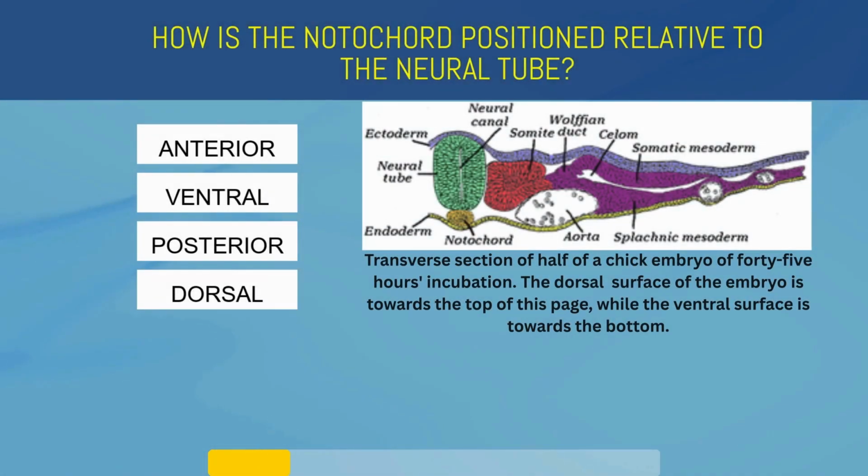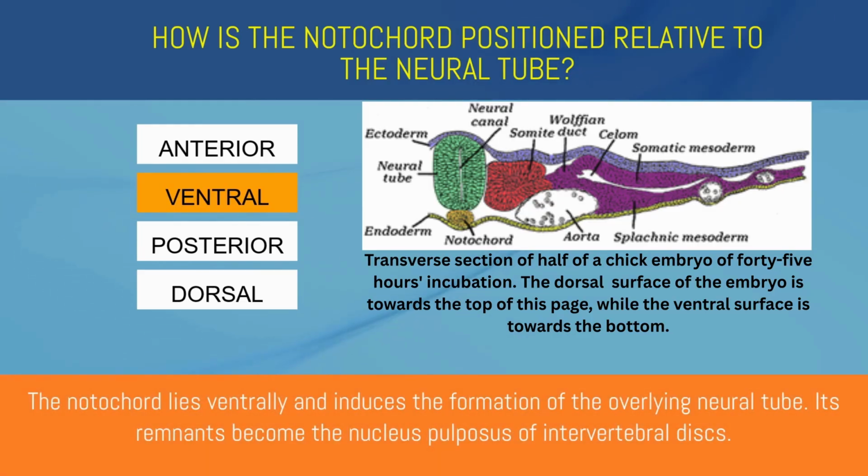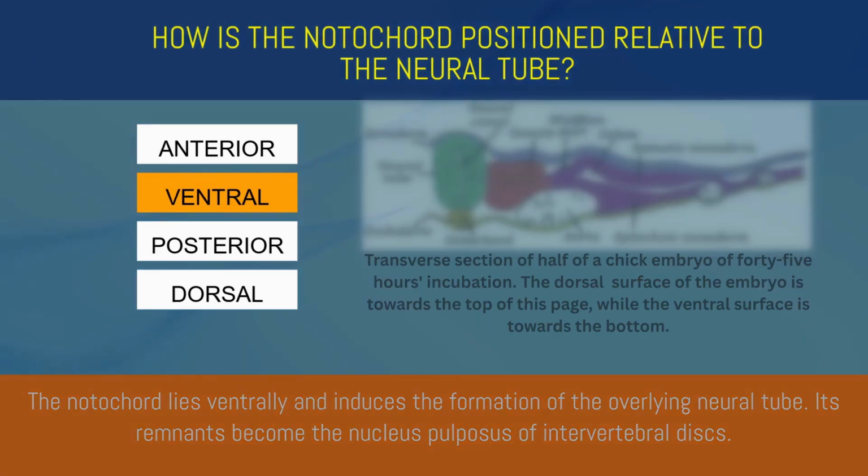How is the notochord positioned relative to the neural tube? Anterior, ventral, posterior, or dorsal? Ventral. The notochord lies ventrally and induces the formation of the overlying neural tube. Its remnants become the nucleus pulposus of intervertebral discs.